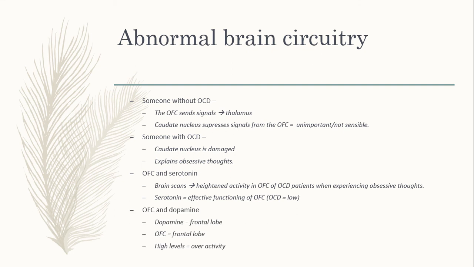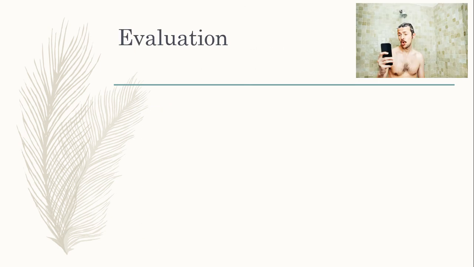Okay, and the OFC is also found to have been linked with dopamine. Dopamine is involved in functioning in the frontal lobe, and the OFC is found in the frontal lobe, and it has been found that high levels of dopamine can lead to overactivity. So serotonin is not helping the OFC function effectively, and dopamine is making the OFC overactive, so sending too many worry signals to the thalamus, and because the caudate nucleus is damaged, is not working, then it can't regulate and control those obsessive thoughts.